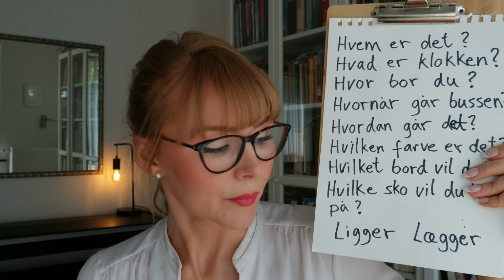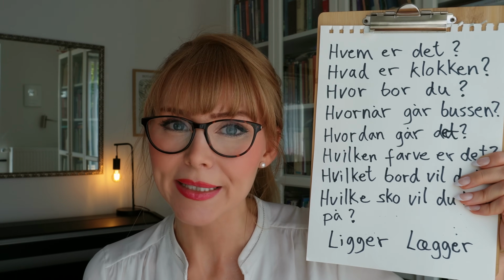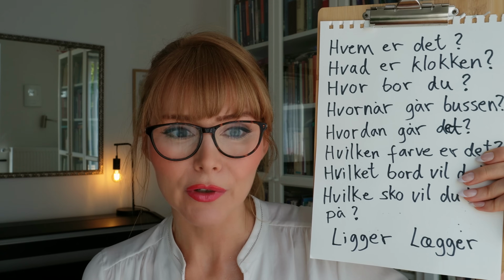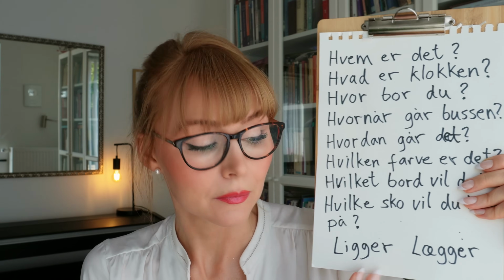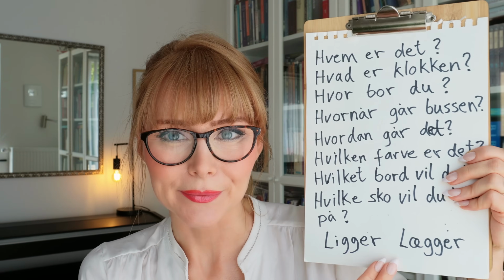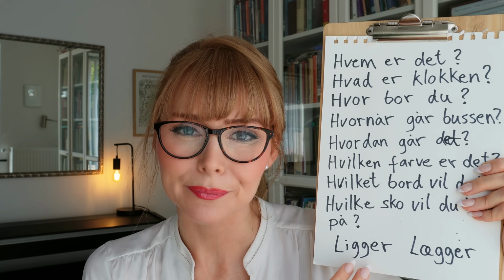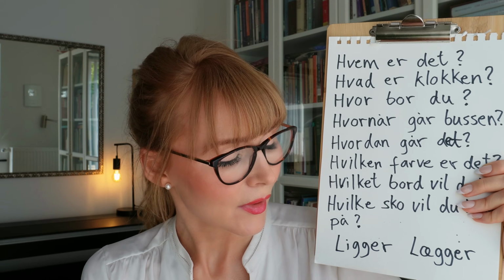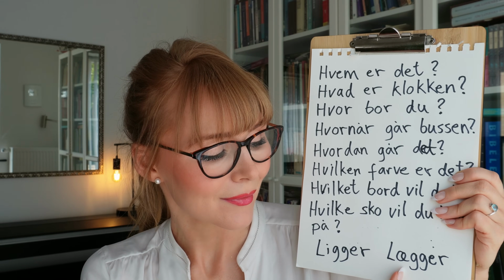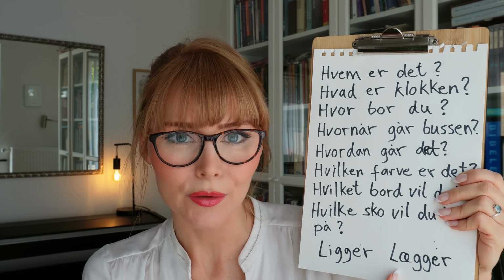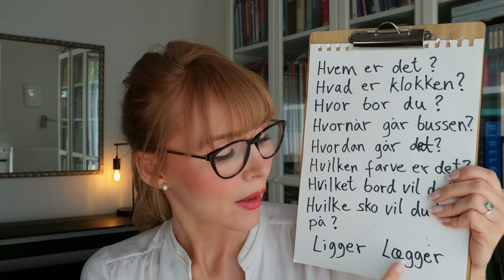For example, morfar ligger på sofaen. Han ligger på sofaen. Grandfather is laying on the couch, on the sofa. You would say ligger. Something laying still somewhere. And lægger with an Æ. This Danish letter, we've gone through in previous videos.